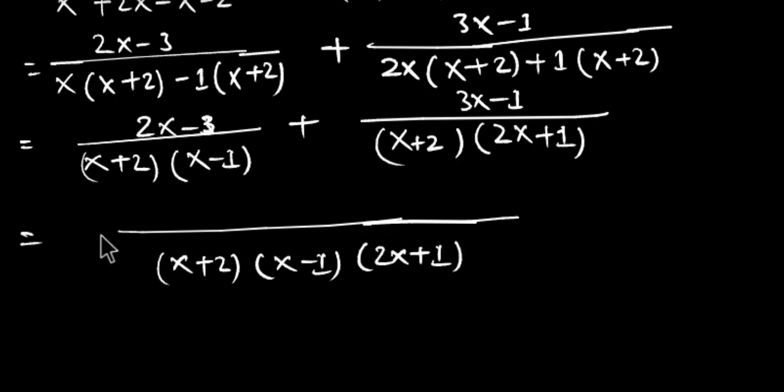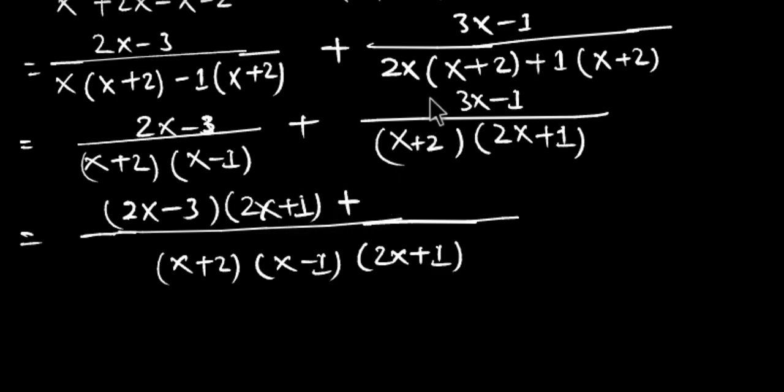And in the numerator, we divide the LCM by this denominator, so we get the quotient 2x plus 1, and this quotient is multiplied with the numerator of this fraction, so it is (2x minus 3) multiplied by (2x plus 1), plus (3x minus 1) multiplied with, first we divide the LCM by the denominator of this fraction, so we get x minus 1, and the quotient x minus 1 is multiplied by the numerator of this fraction, so we have this expression.